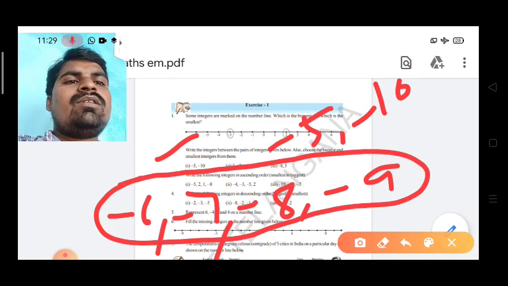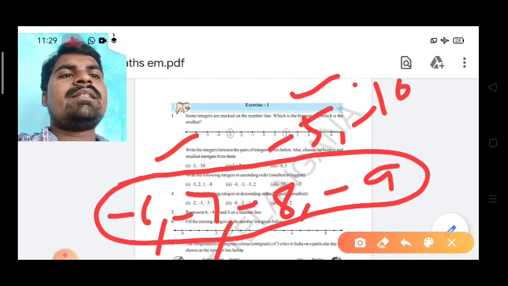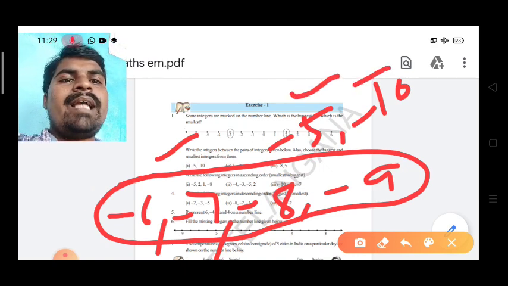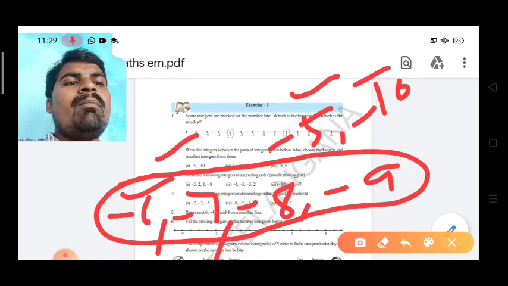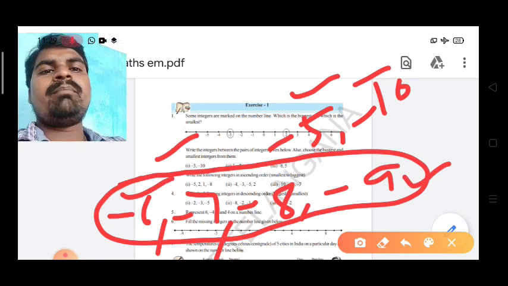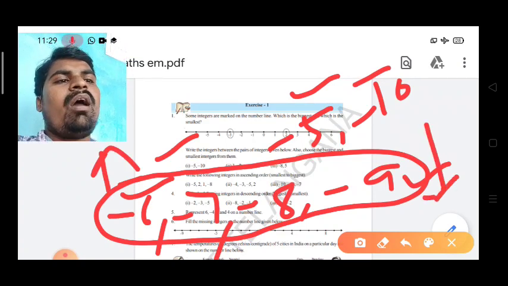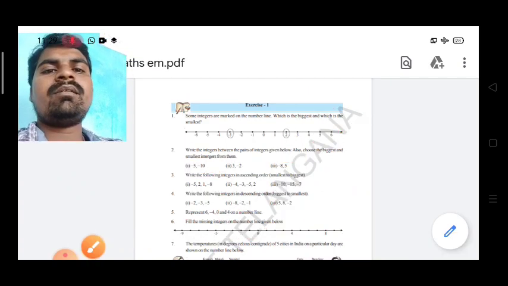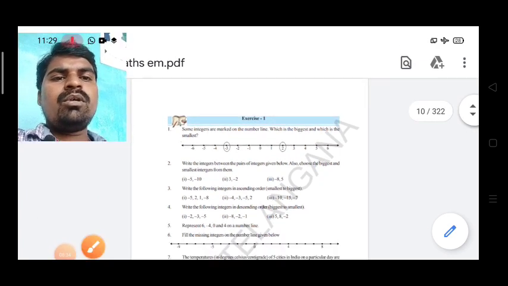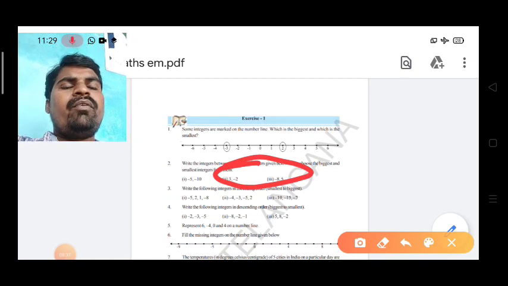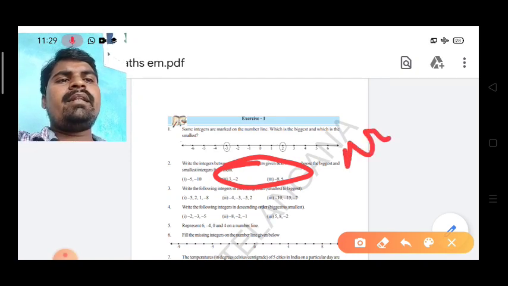Here also choose the biggest and smallest from them, not -5 and -10. Whichever numbers lie between them, from those you have to select the biggest and smallest. You know very well it is an easy one. So -6 is the biggest one, -9 is the smallest one. Like that you have to complete this bit. Remaining two problems you have to complete. If you have any problem, go to the number line, then you can write the answers very easily.